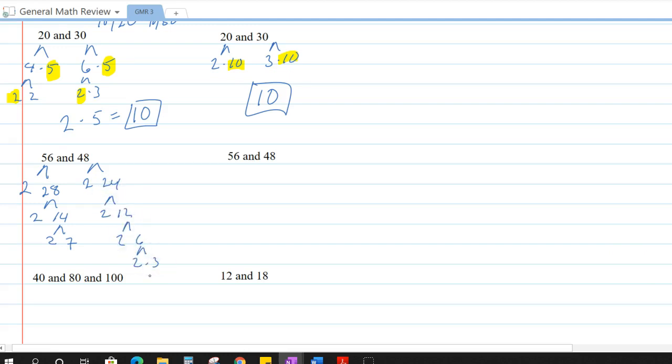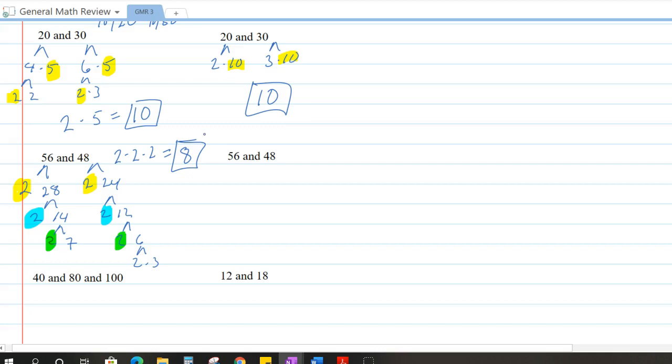Now I look for common pieces. 2 times 2. I have another 2 times 2. And then I have another 2 times 2. So now I just simply multiply them. 2 times 2 times 2 is equal to 8. So my greatest common factor is 8.